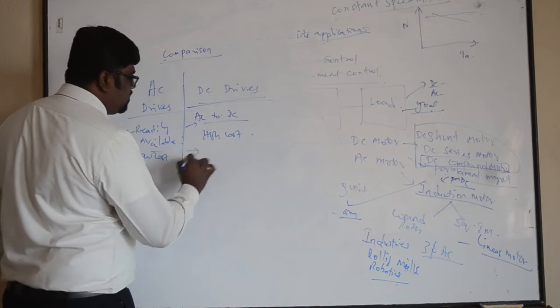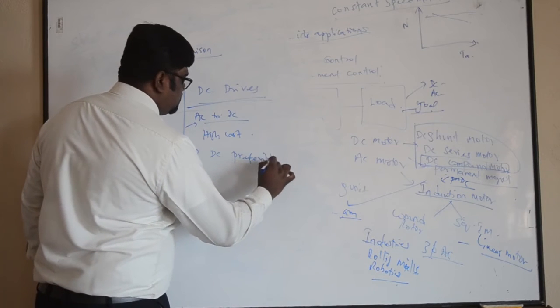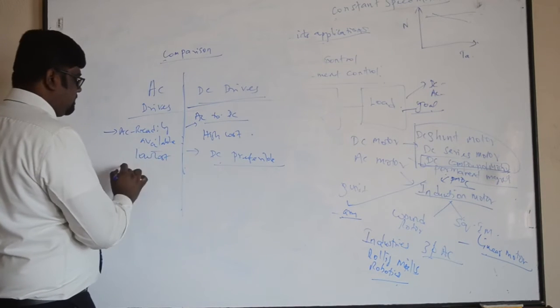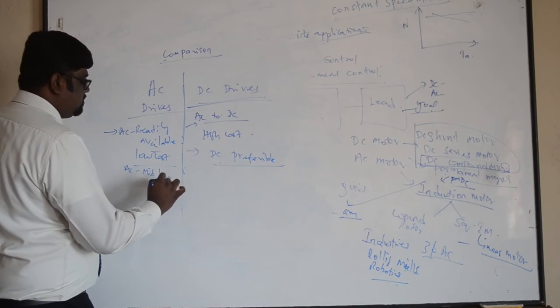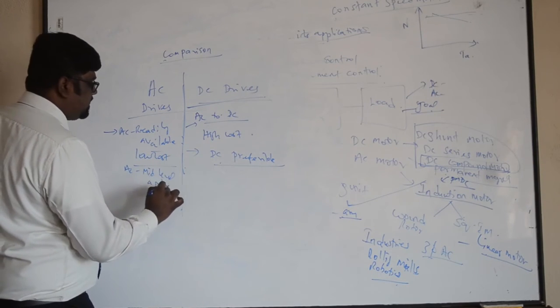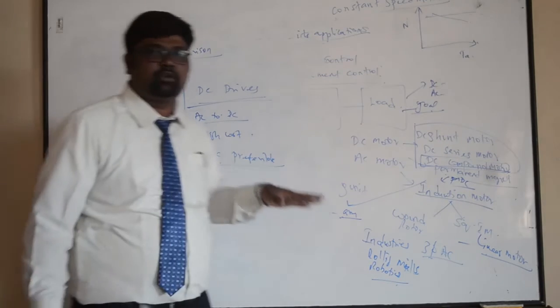But for heavy load, DC is preferable. The AC is for mid-level or mid-power applications. Both have advantages and disadvantages.